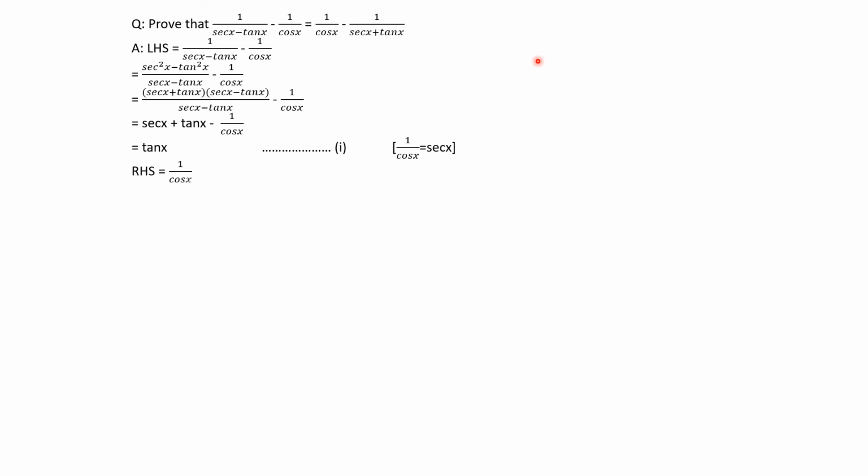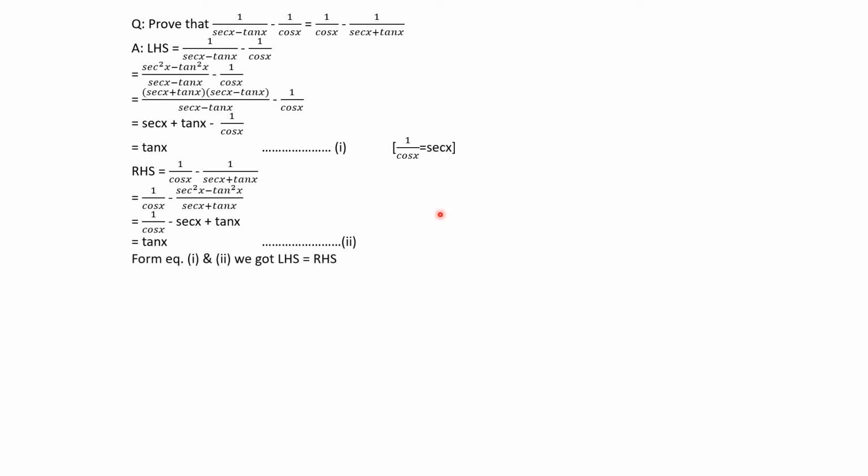Now let's come to the right hand side. 1 by cos x minus 1 by (sec x plus tan x), where 1 can be written as sec square x minus tan square x. So on further expansion, we get 1 by cos x minus (sec x plus tan x). Again, 1 by cos x is nothing but sec x. So sec x is 1 by cos x and sec x gets cancelled. We are getting tan x. That means from equation 1 and 2, we are getting right hand side equal to left hand side. Hence proved.